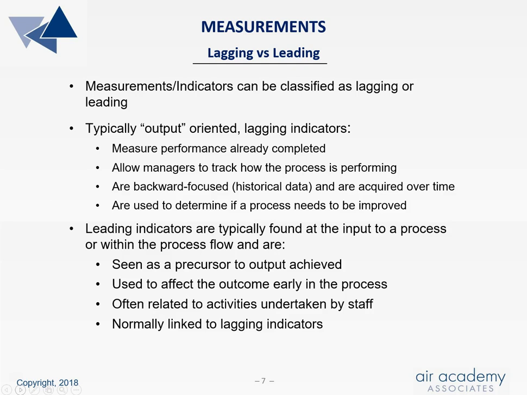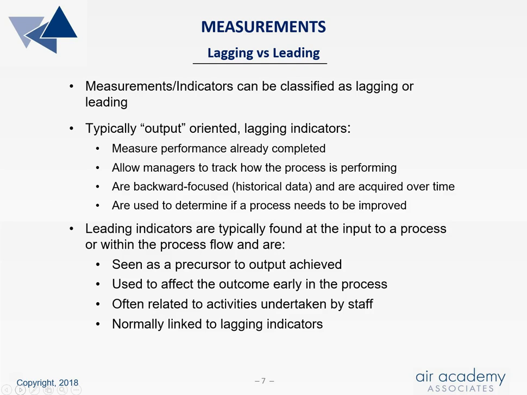Consequently, output measurements are typically referred to as lagging indicators. Lagging indicators measure performance already completed. They allow managers to track how the process is performing. They are backwards focused historical data and are acquired over time.